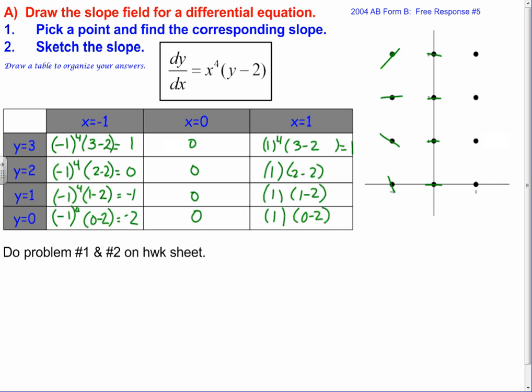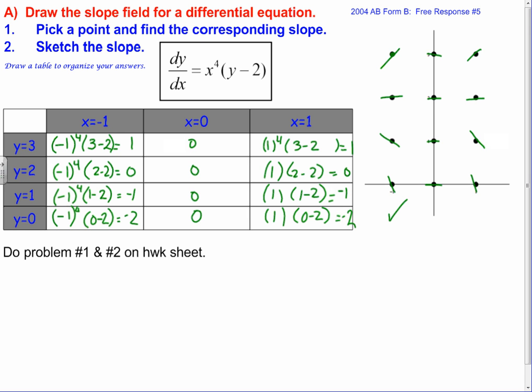Matter of fact, won't this equal everything that I had in that very first column? So 1, 0, -1 and -2, because it's all getting multiplied by 1, just like it did in the column when x was -1. So my slopes should look identical to the column when x was -1. And this was slightly steeper because it was a -2 slope.